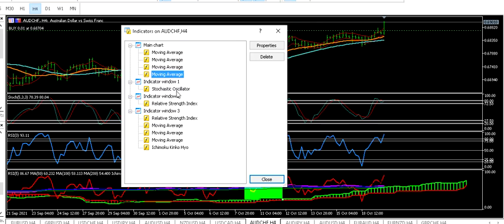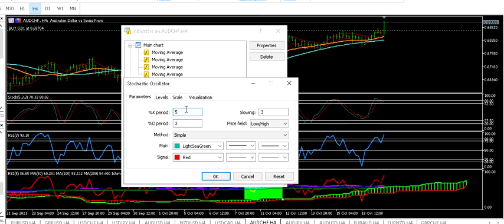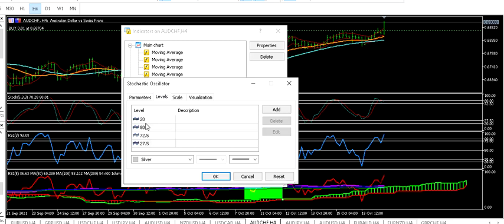Now for indicator window 1 we have the stochastic oscillator. The percentage K period is 5, percentage D period is 3, slowing is 3, and the price field is low/high. The method is simple. The main color is light sea green and the signal color is red. For the levels we have 20, 80, 72.5 and 27.5, and the color is silver.